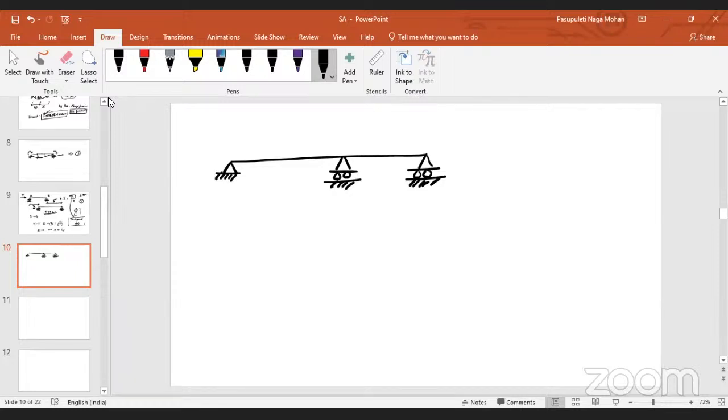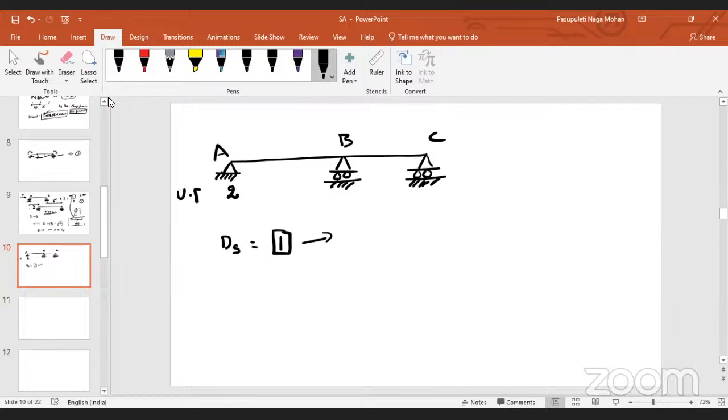Now, let us say this is A, B, and C. Now tell me, what is the static indeterminacy? How come you are saying 2? How many reactions will exist at point A? Two unknown forces. Here I am writing unknown forces.